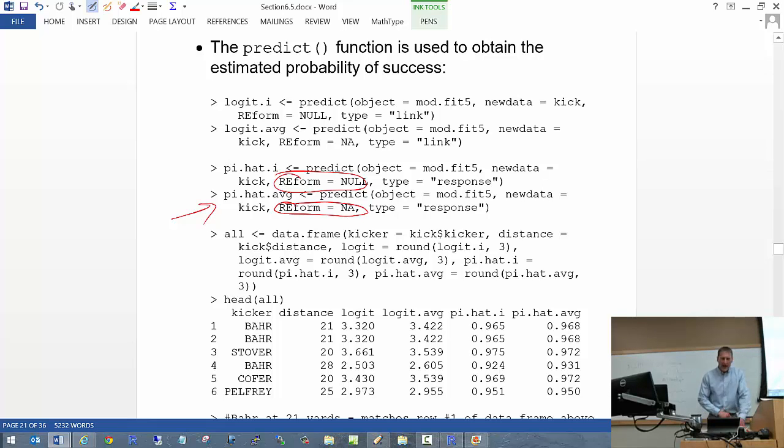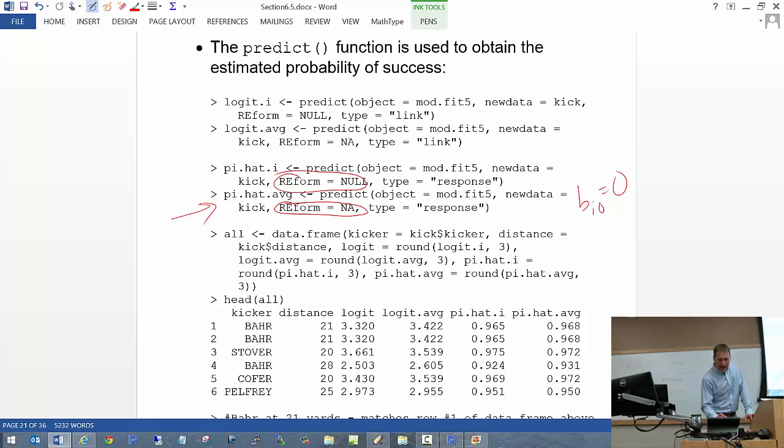So pi.hat.avg represents that I want to find the estimated probability of success for, let's say, an average place kicker. In other words, I'm going to set b sub i0 to be equal to 0. So that's what the NA means. Other than that, the syntax is essentially the same as what we saw way back in chapter 2.